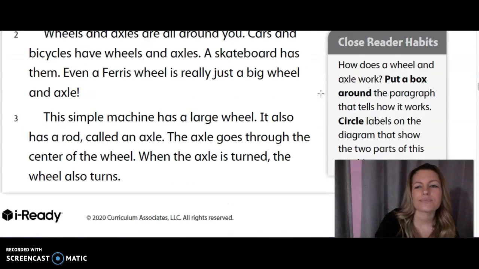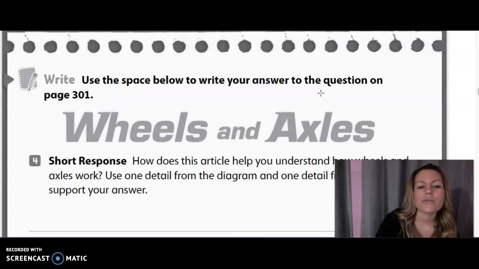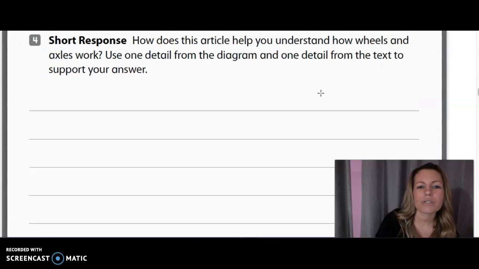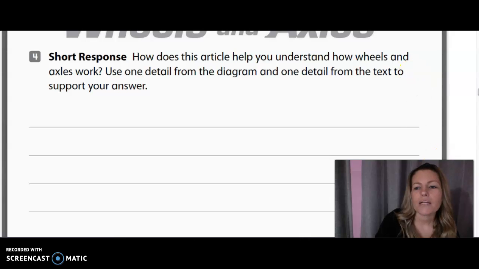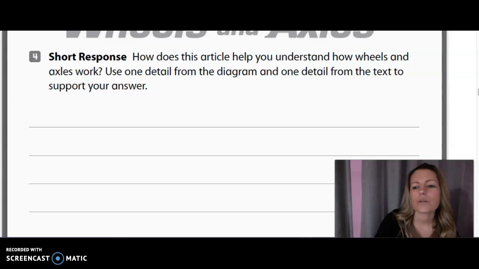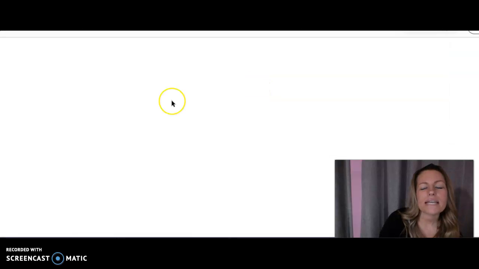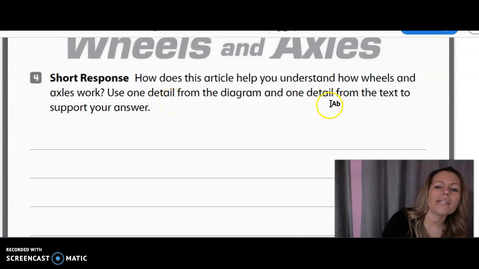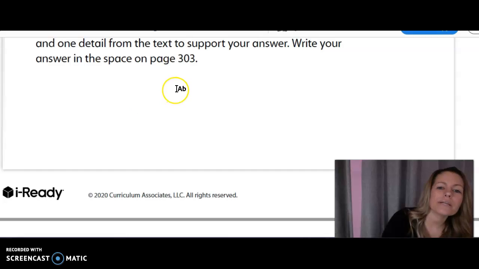All right. So we are going to go down to page number 20. On page number 20, it asks us to, let me get my pencil ready, use one detail from the diagram and use one detail from the text to tell how wheels and axles work. Okay, how do wheels and axles work?